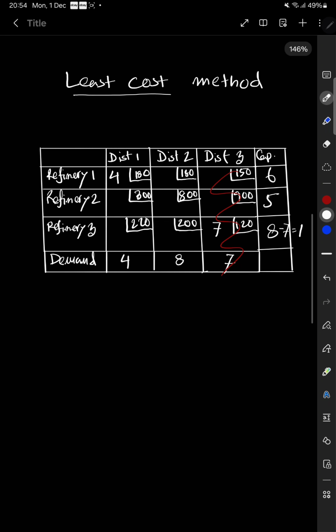So let's give 4 in here, and then 4 minus 4 is 0, but we will have 6 minus 4, so we still have 2 in here. Okay, let's cut this column. The second column is gone. Now we only have this column left.